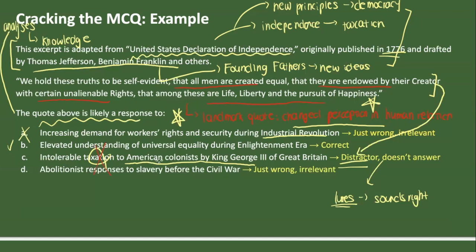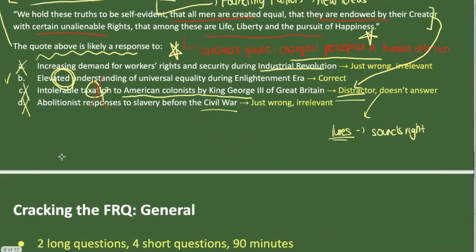And let's go through the last one. D, Civil War. All right, it's just wrong, right? So you'll see that there definitely is a distractor that lets the College Board discern who truly understands the content.